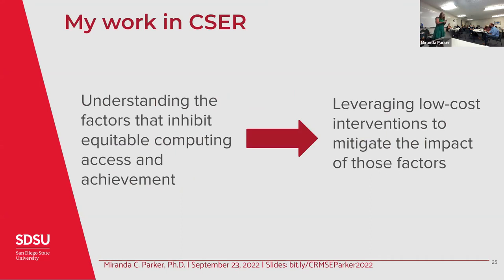Access, assessment, and achievement, right? And those start to show up here. But I basically have two steps in my work. I work on understanding the factors that inhibit equitable computing, access, and achievement. So not just are they stepping into the classroom, but once they step into the classroom, how do they perform? And then using that knowledge and understanding to create low-cost interventions to mitigate those factors. And so, yeah, we'll step through each of these.